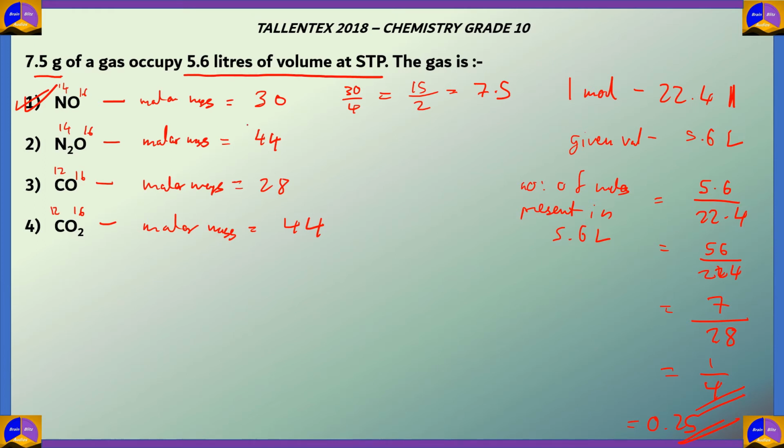Now what about N2O? N2O has 44 grams per mole. So 44 divided by 4 gives you 11. 28 divided by 4 gives you 7. And 44 divided by 4 again gives you 11. So the correct answer among the following is option 1, nitrogen monoxide.